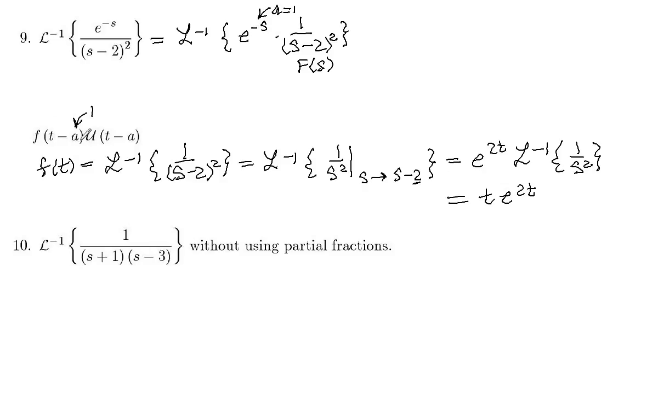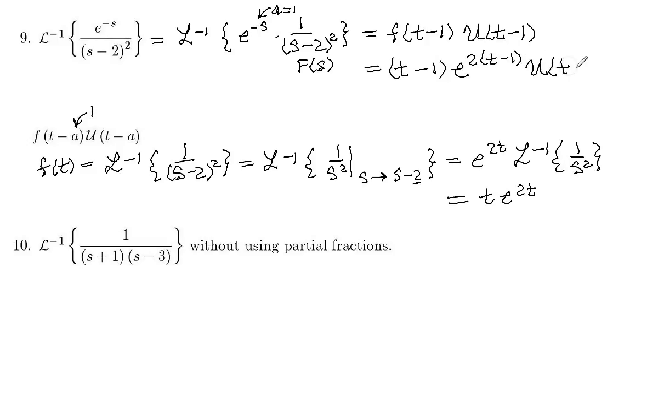Now we want to do f of t minus 1, u of t minus 1. So this is going to be f of t minus 1 times u of t minus 1. And for our f of t minus 1, plug in t minus 1 here and here. So that's t minus 1, and e to the 2 times quantity t minus 1. And then plug that unit step function on the end. And we've got it.